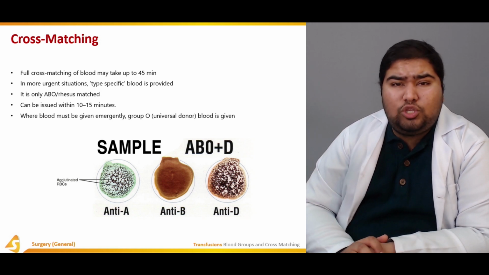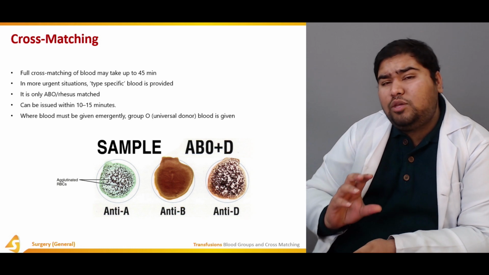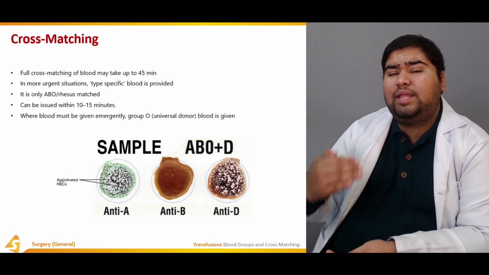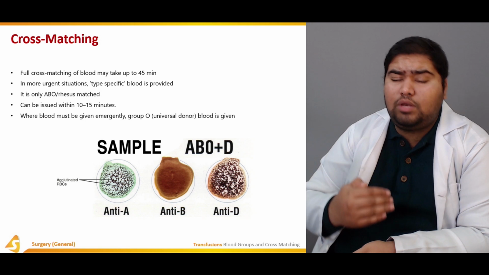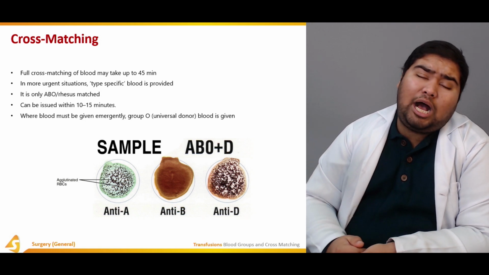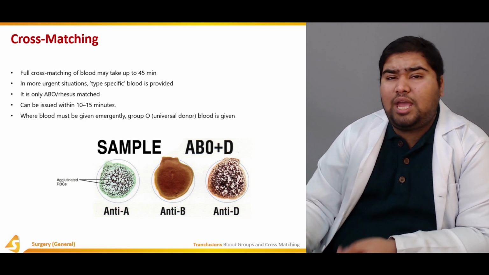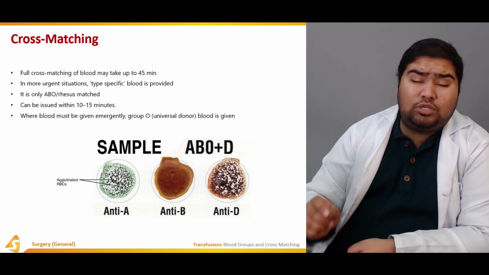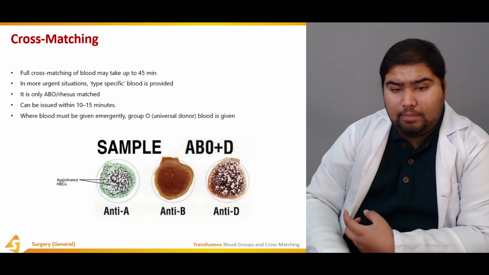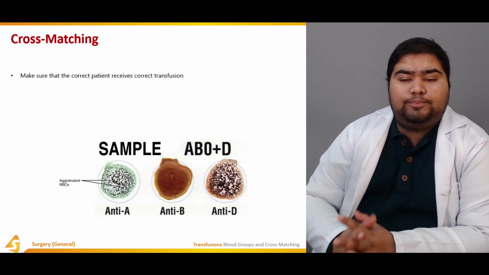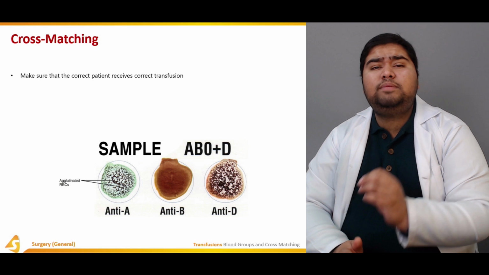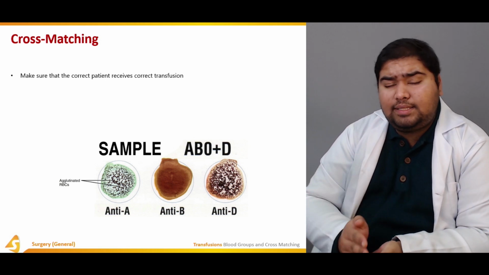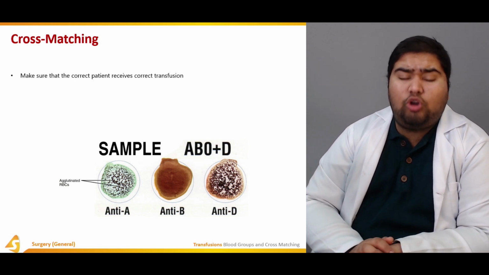and whenever the blood needs to be given in an emergency, group O can be used. So group O can be used as a universal donor when there's an emergency and you need to transfuse the blood. However, once you've established the ABO and RH type, you stop the O donation and you should give the type specific blood. Now, you should always make sure that this is the blood that was issued for your patient.